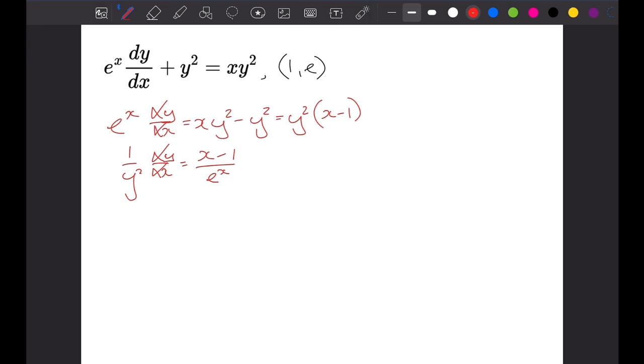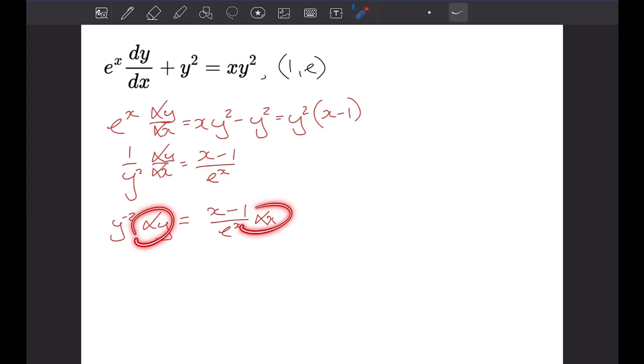where we can think of this side having the dy, and I will write that y squared as y to the minus 2 now. And this side then will get the dx. So the x minus 1 is still there, and e to the x on the bottom like that. And now, because we've got dy and dx separate, we just do them as an integral and individually. They're not going to affect each other whatsoever.